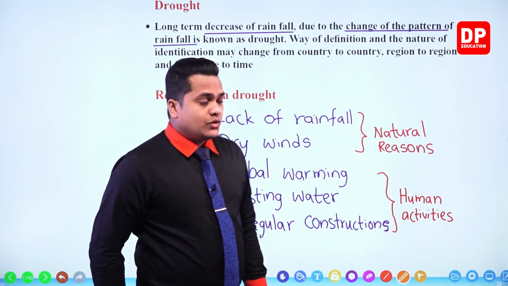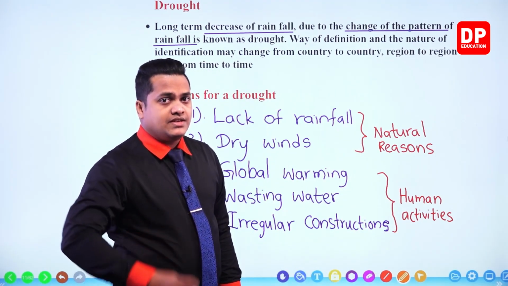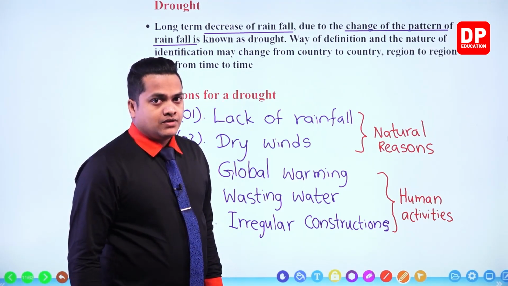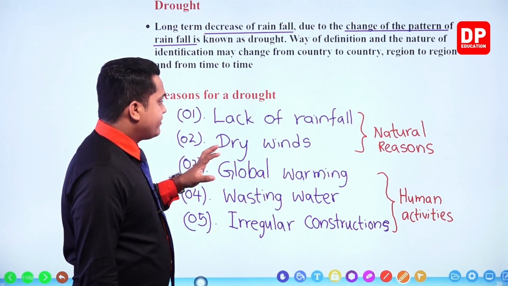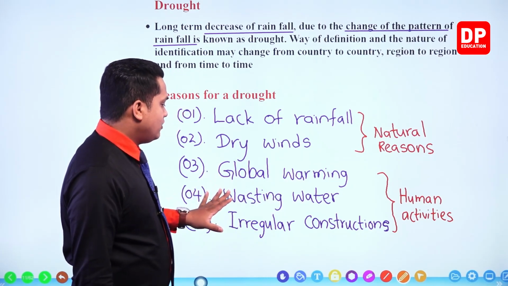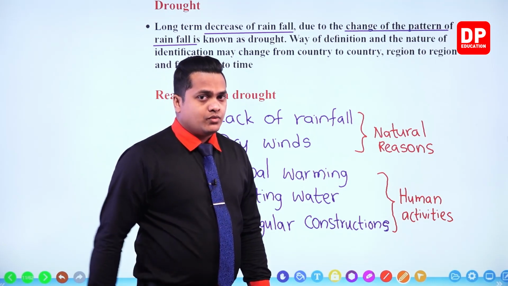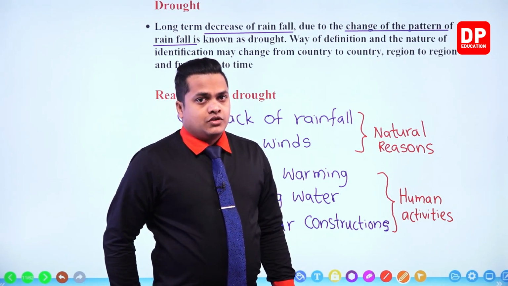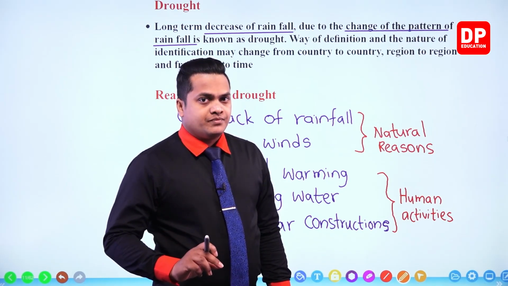Okay, so natural reasons and human activities are the main causative agents of a drought, right? So natural reasons like lack of rainfall and dry winds, and also human activities like global warming, waste in water and irregular constructions will lead to a drought. Okay, these will lead to a drought. So we'll be discussing these things one by one.